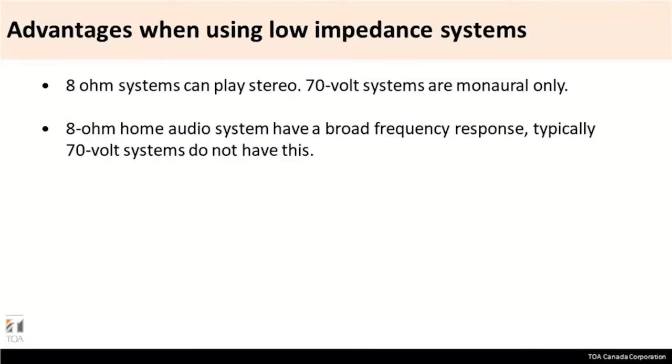Like I mentioned, in this example with regards to a home audio system, you need clarity, a broad frequency response, and you need to hear the lows, mids, and highs very clearly. So an 8 ohm system is preferred in a home audio situation. But in a school hallway or corridor, the announcement is important, what the person is trying to convey, be it an emergency announcement or a general paging announcement. You want to make sure it's audible enough and you're able to understand what is being said. So a 70 volt system takes care of that.